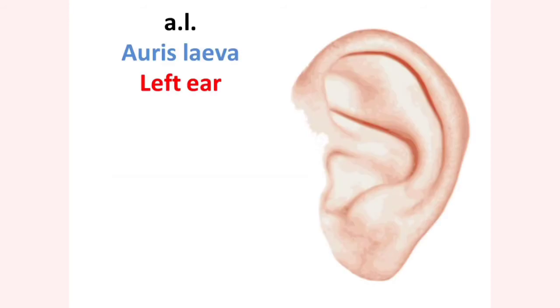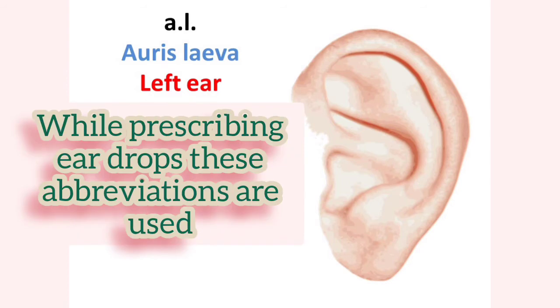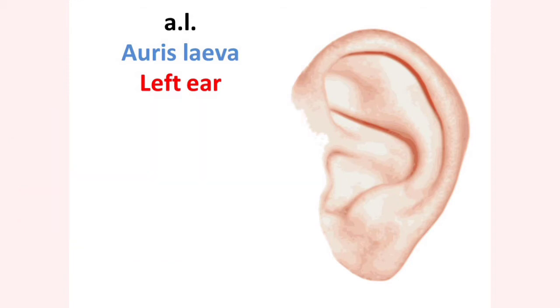Now we will see the abbreviations used to represent our body parts. That is AL. Auris means ear. In Latin, auris means ear, and laeva means left, which in English is left ear. You might have seen levorotatory and dextrorotatory in organic chemistry. In the same way you can take it. Auris laeva means left ear.